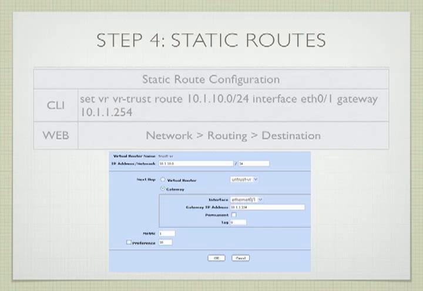In ScreenOS 6.3, you can also add a description to the routes on the bottom part of this, so that when you create static routes, you can put a little human readable label on them. And you can see on the bottom of this form here, you can change the metric and the preference.